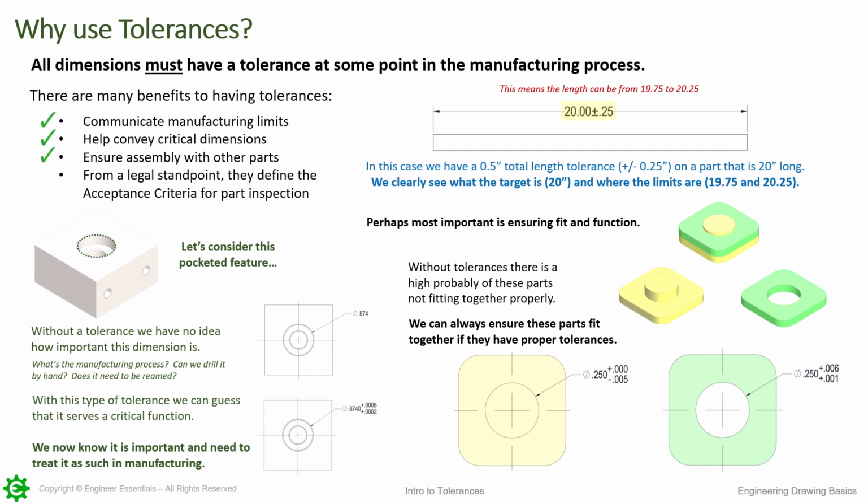Finally, from a legal standpoint, tolerances define the acceptance criteria for part inspection. Remember, these drawings are contracts, and in many cases exist between two different companies. If a company cannot properly meet the tolerances, they are not able to fulfill the order that has been provided with the drawing. So these tolerances determine the difference between accepting, and thus paying for the parts, and rejecting the parts completely.